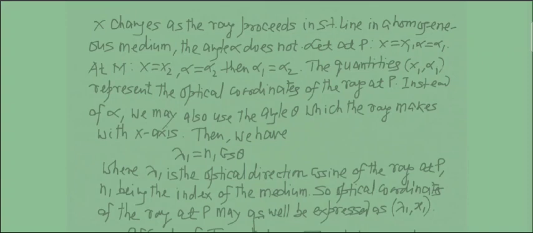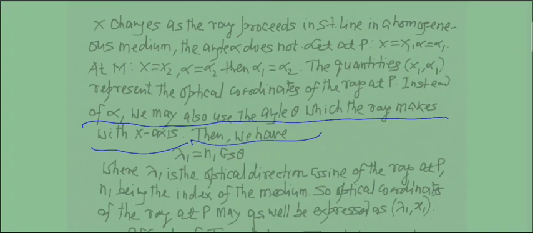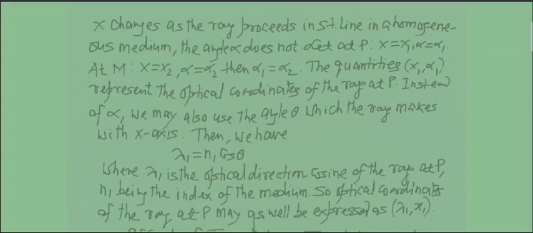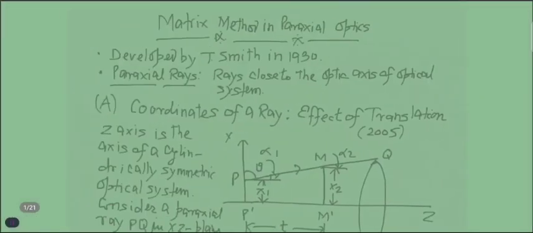The quantities x1 comma alpha 1 represent the optical coordinates at P. Instead of alpha, we may also use the angle theta which the ray makes with the x-axis. Then in that case, lambda 1 equals n1 cos theta. Now what is this theta? Theta is the angle which this ray makes at any point. Suppose at point P we are taking the coordinates, then whatever angle this ray PQ makes at point P with this x-axis, that will be theta. Similarly, the x-axis will be like this over here. Whatever angle this ray PQ makes with this axis, that will be equal to your theta.